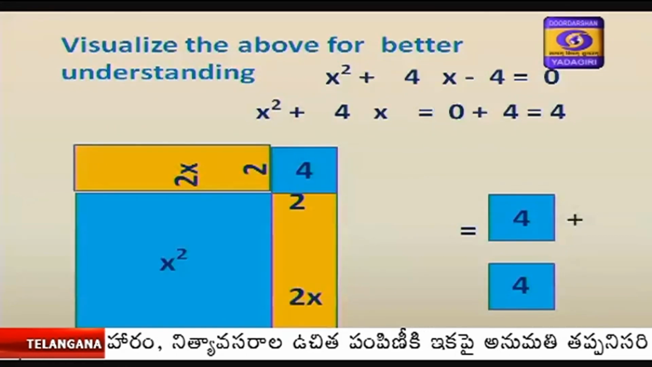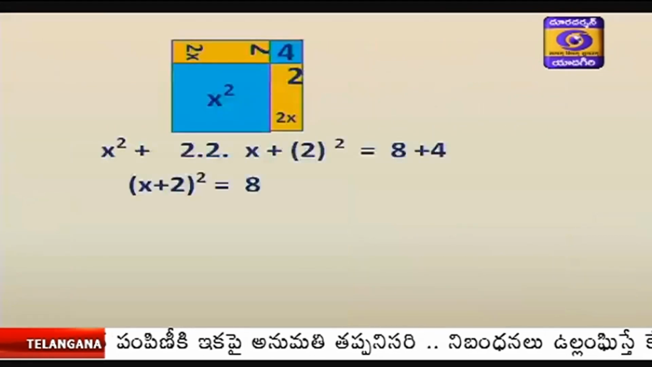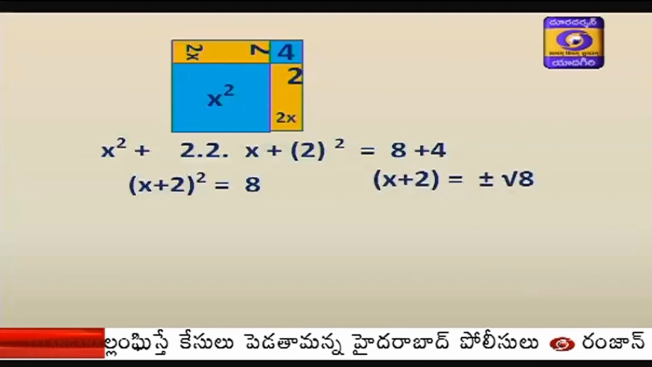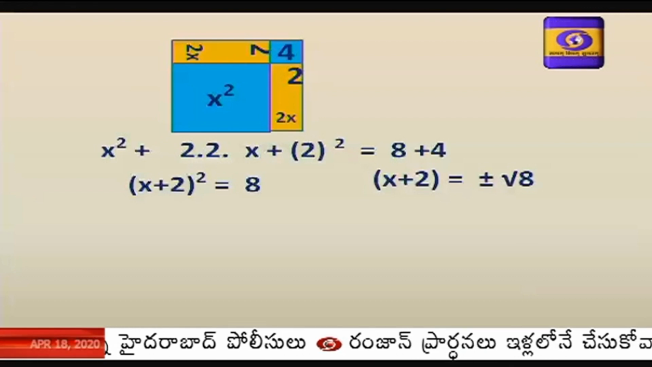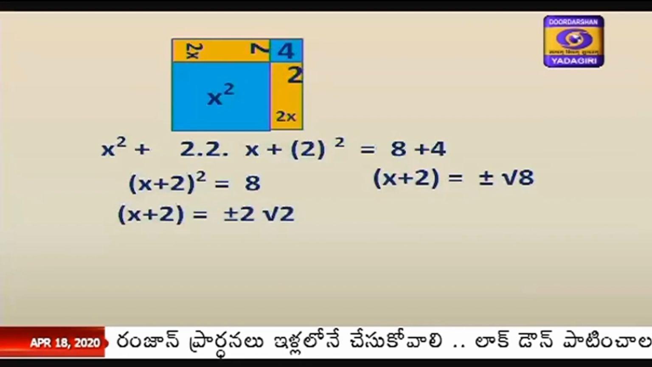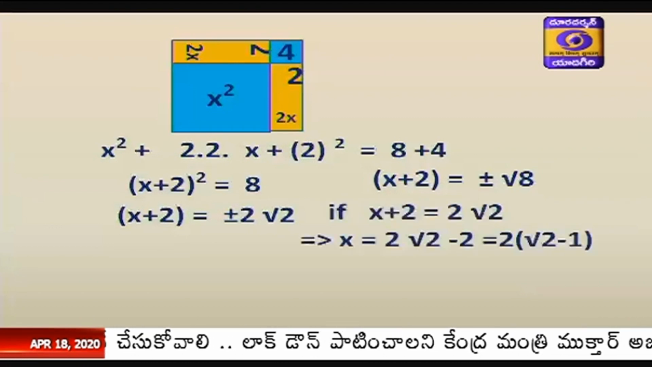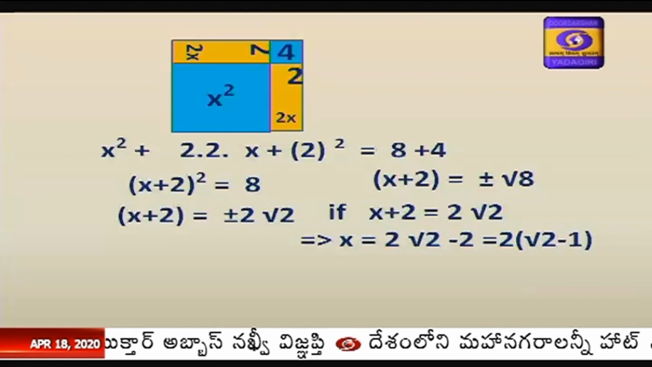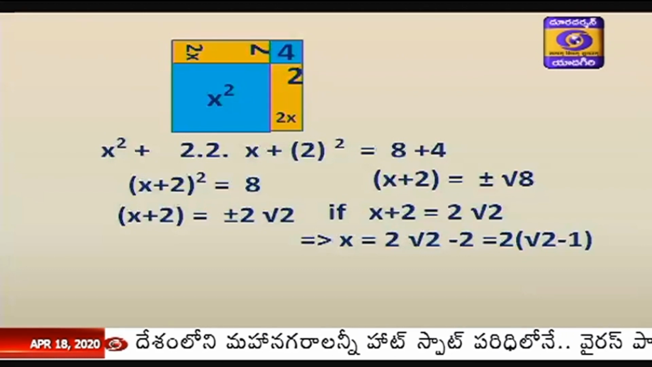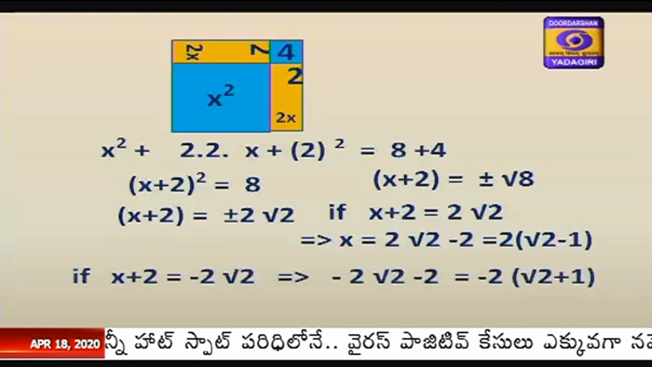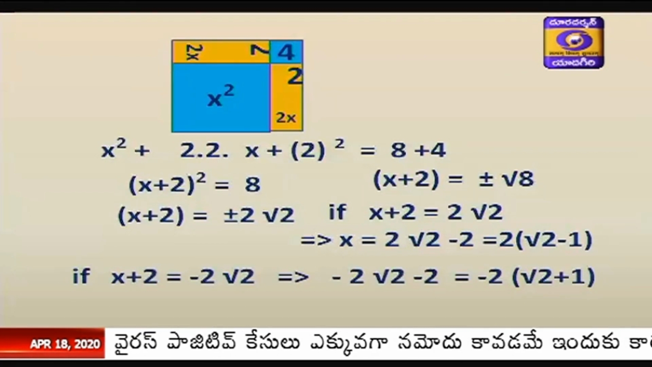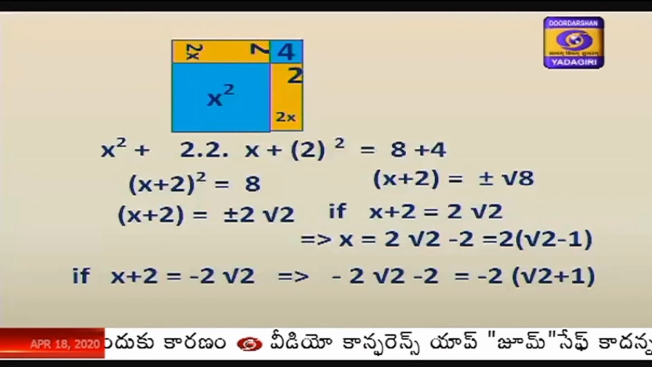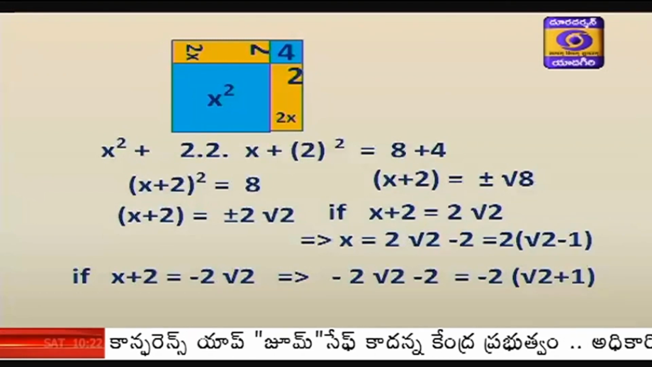Therefore, it became x plus 2 whole square equals to 8 plus 4. X plus 2 whole square is equals to 8 implies x plus 2 is equals to plus or minus root 8. Then x plus 2 is equals to plus or minus 2 root 2. Then if x plus 2 equals to 2 root 2, x equals to 2 root 2 minus 2 equals to 2 into root 2 minus 1. X plus 2 equals to minus 2 root 2 implies minus 2 root 2 minus 2 equals to minus 2 into root 2 plus 1. Hence, the problem is solved.